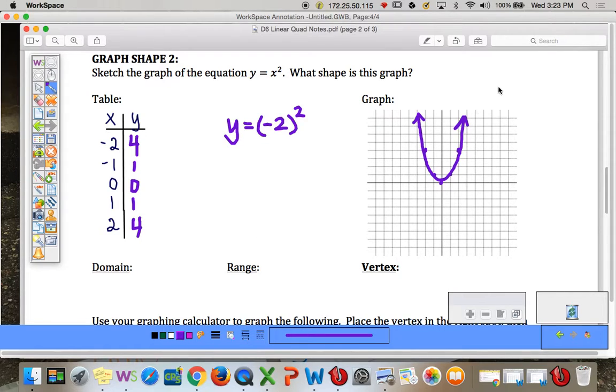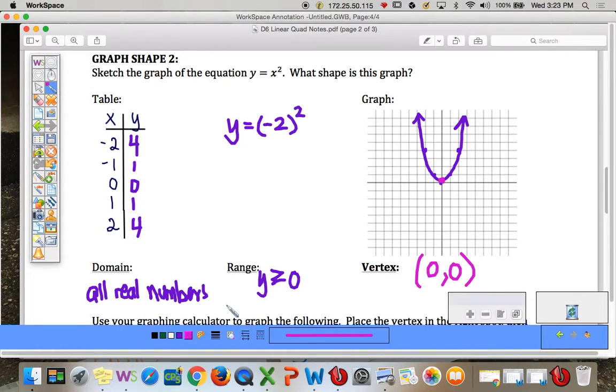Domain. So again, these arrows keep going for all values of x. We say all real numbers. But here the range, if you take a look, there are some y values that are never met, and that would be the y values below 0. There's nothing right here for the y values below 0. So we say y is greater than or equal to 0. The vertex is where it changes direction, and here it's at the origin. At 0, 0 is where it changes direction.